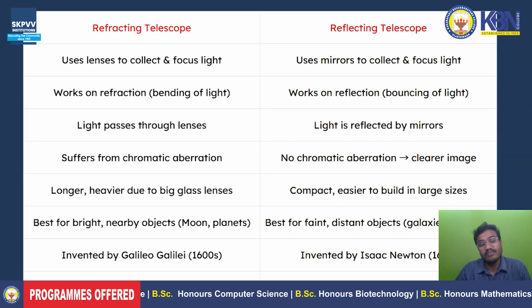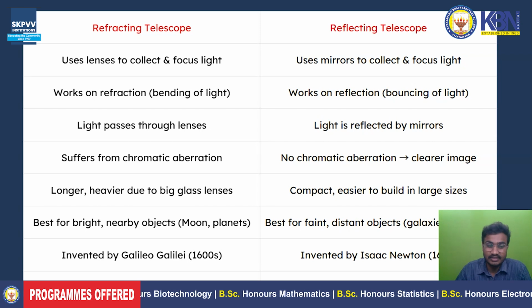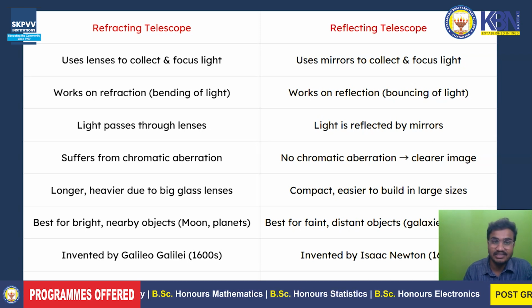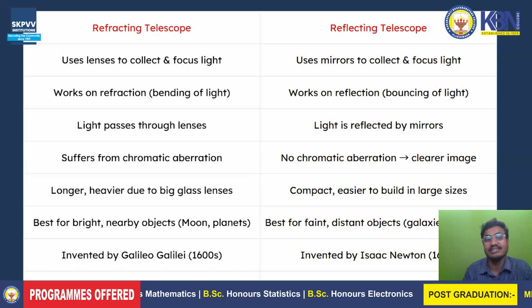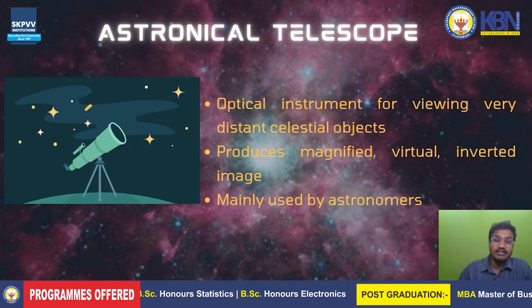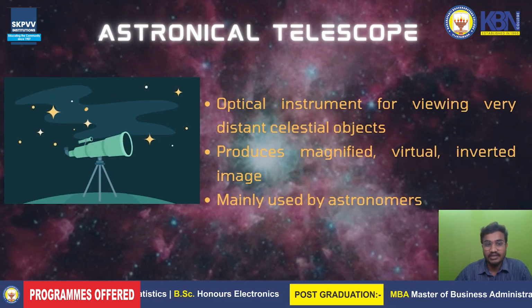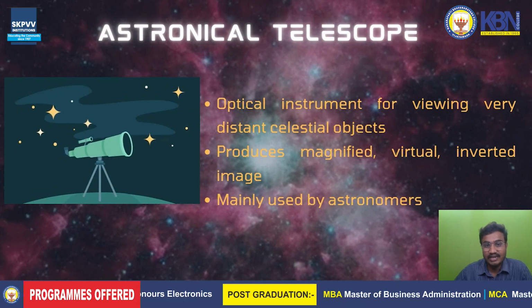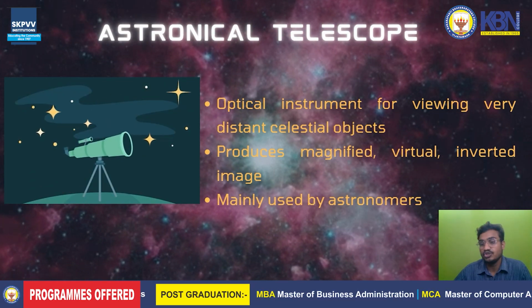The refracting telescope was invented by Galileo in 1600, whereas the reflecting telescope was invented by Isaac Newton. These are the major differences between reflecting and refracting telescopes. Now comes the astronomical telescope. As the name suggests, it is used to study astronomy.